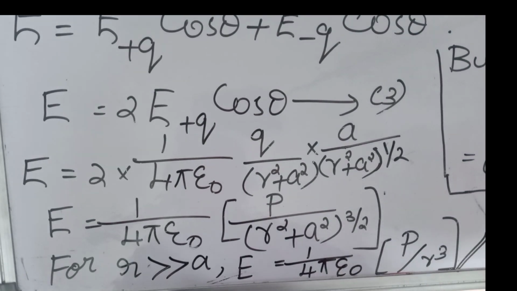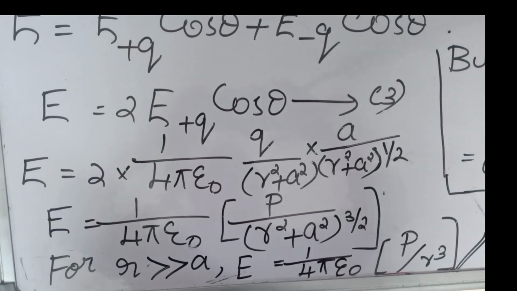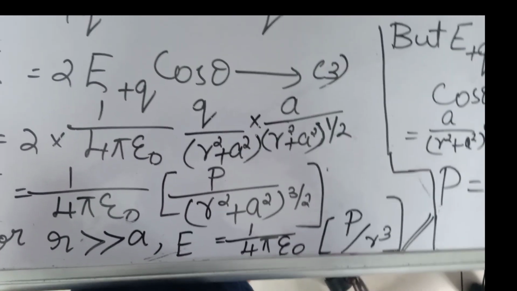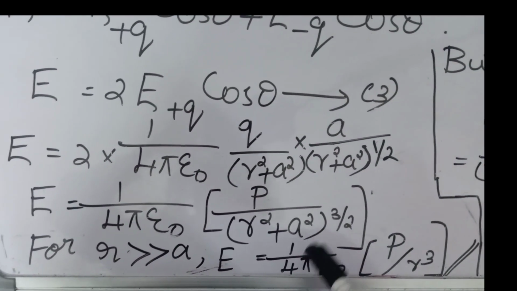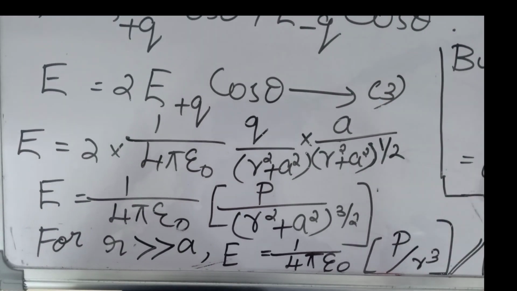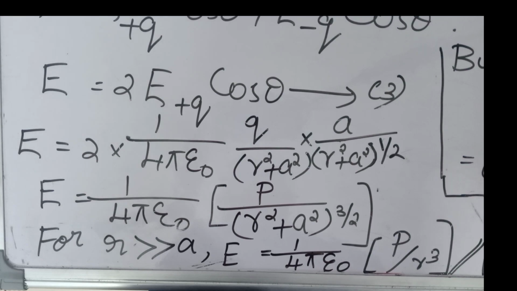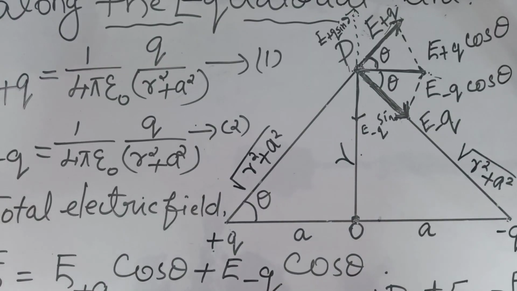So for R very much greater than A, the equation of electric field will be E equal to 1 by 4 pi epsilon 0 P by R cube. So that is the equation for finding the electric field due to a dipole along the equatorial line. Clear? Now we can have a quick review.